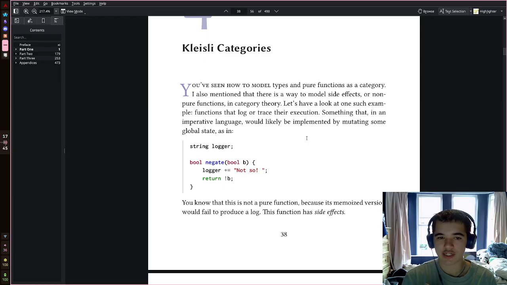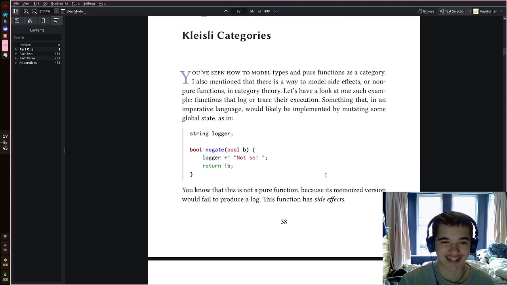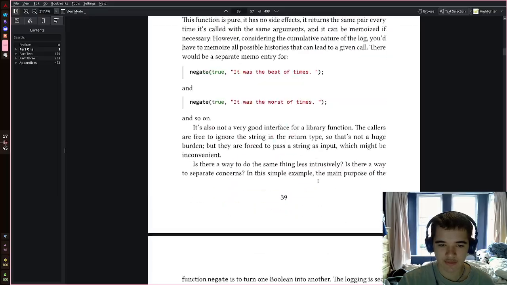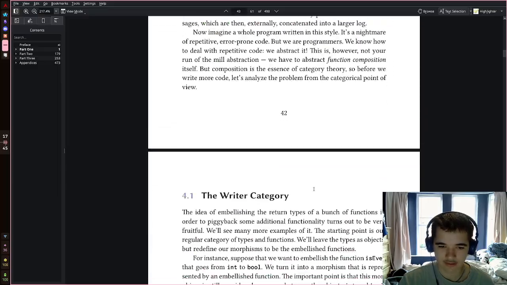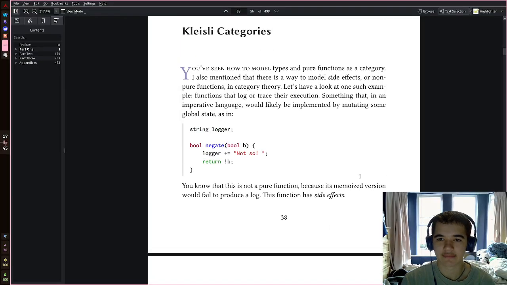So let's have a look at one such example, functions that log or trace their execution. Something that in an imperative language will likely be implemented by mutating some global state. Global state. Is this literally going to go into state monads? There's no way. Because I spent a decent amount of time researching state monads, because I wasn't sure when it would come up in this book. Interestingly, this has no subchapters. It does, okay. This is like the header, okay.